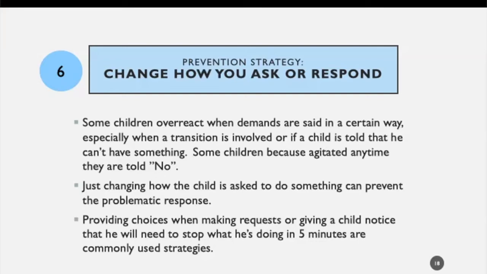By providing choices when making requests, or giving a child notice that they will need to stop something, giving that warning is sometimes really helpful. Like, you have 5 more minutes of iPad and then we're going to go take a bath. Oh, you have 2 more minutes of iPad and then we're going to go take a bath. Do you want to take a bath or do you want to take a shower today? Giving warnings and giving choices is very effective. Another example could be dinner time. It's time for dinner. We need to have our vegetables. Do you want broccoli or carrots tonight?